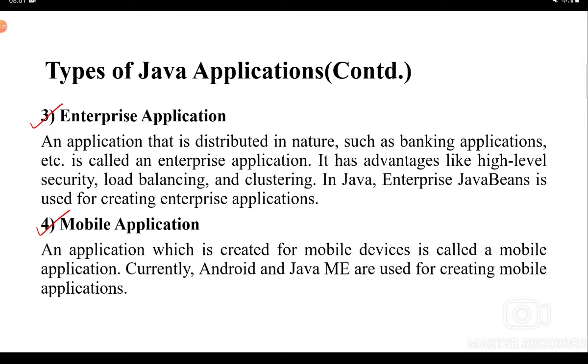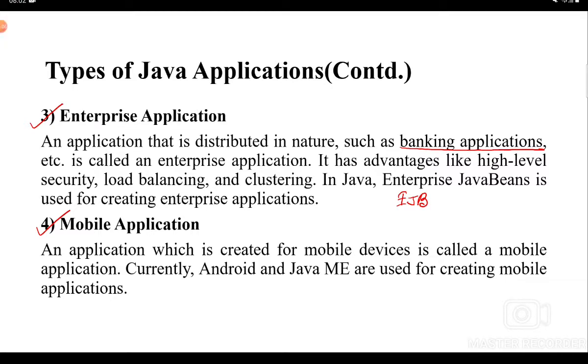The next type of Java application is the enterprise application. These applications we have already discussed. They are the banking applications which need a very high level of security, load balancing and clustering, because they deal with real-time data. Enterprise Java Beans, or EJBs in short form, are used for creating these enterprise applications. We also have mobile applications, and currently Android and Java ME are used for creating mobile applications in mobile devices.